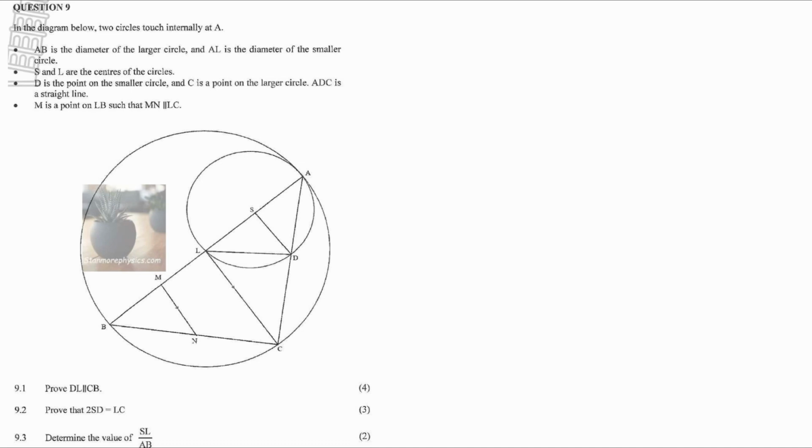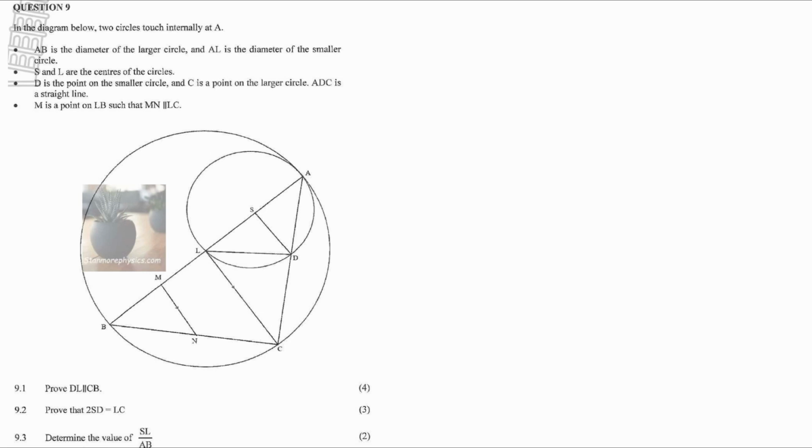This question reads, in the diagram below, two circles touch internally at A. AB is the diameter of the large circle. AL is the diameter of the small circle. S and L are the centers of the circles. D is the point on the small circle and C is the point on the large circle. ADC is a straight line. M is a midpoint on LB such that MN is parallel to LC.